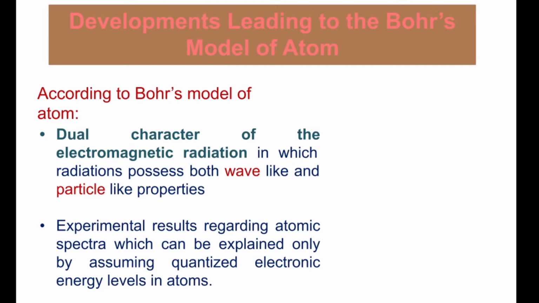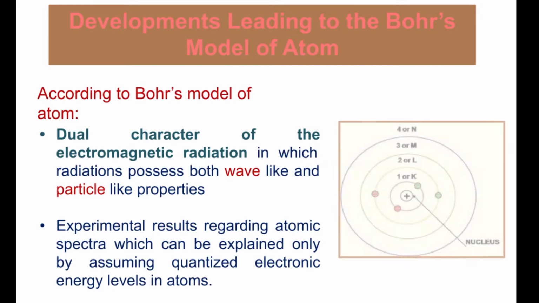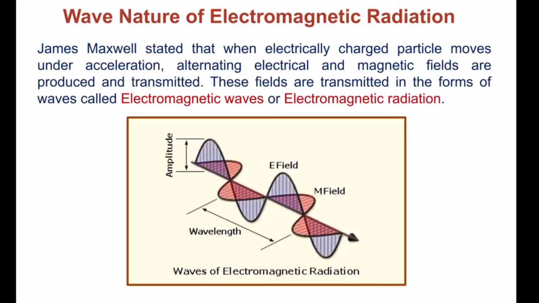And the next one is experimental results regarding atomic spectra, which can be explained only by assuming quantized electronic energy levels in atoms. Quantized energy levels means the energy levels in which the electron is supposed to revolve, that is, stationary orbits or shells, we can say.